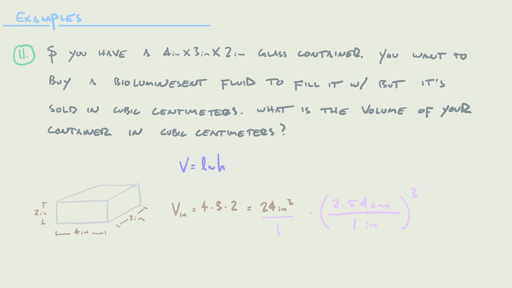When you cube a fraction, as it turns out, you're just cubing both the numerator and denominator independently. And if you cube the unit centimeter, you get centimeters cubed. And if you cube the unit inches, you get cubic inches. So 2.54 cubed is 16.387. And now I've got centimeters cubed per inches cubed. So it's kind of like a new conversion factor. This is your centimeters cubed to inches cubed conversion factor. So I'm going to go ahead and now do the multiplication, because now we will get the inches cubed to cancel. And we get 393.288 cubic centimeters.